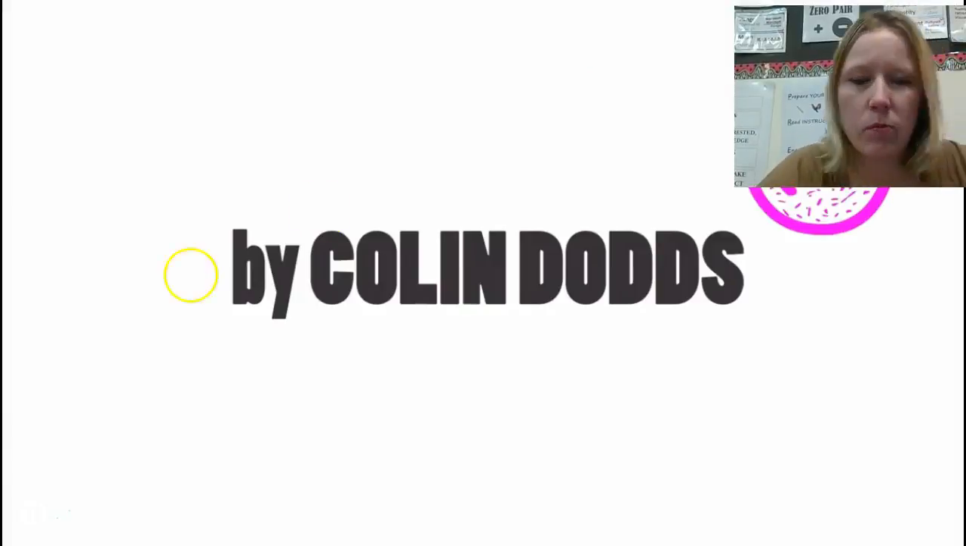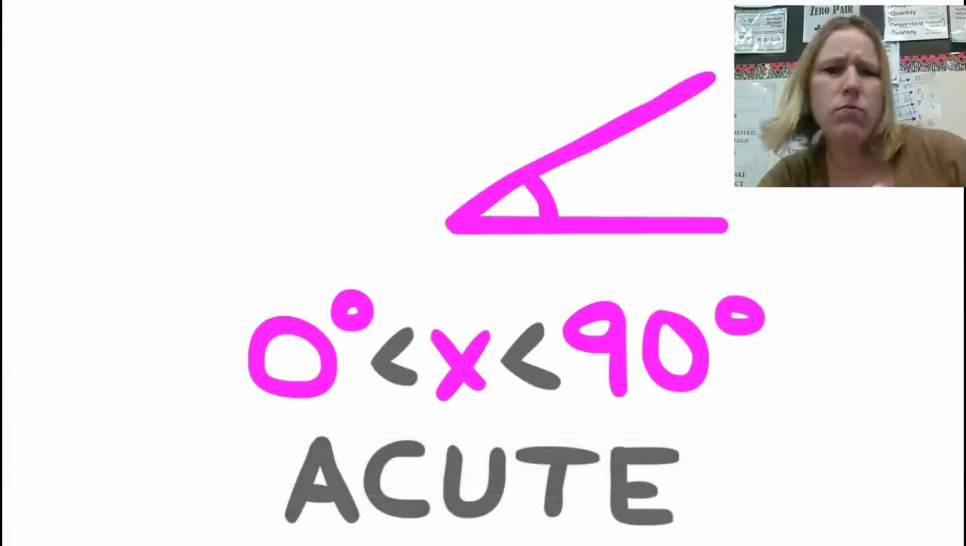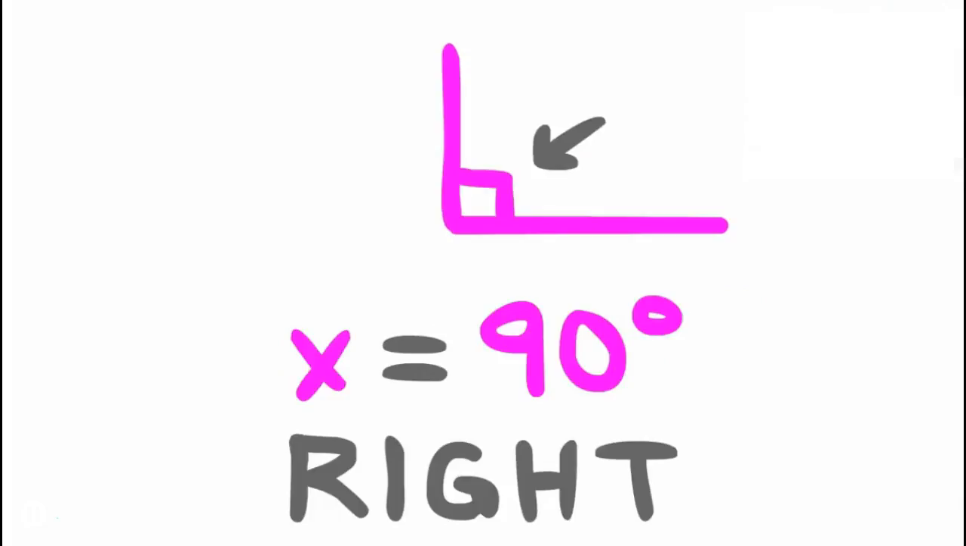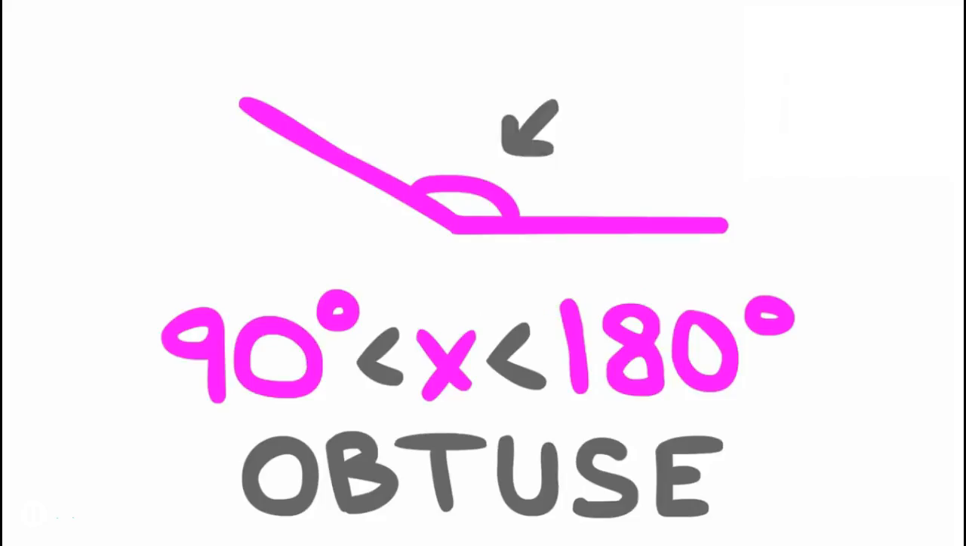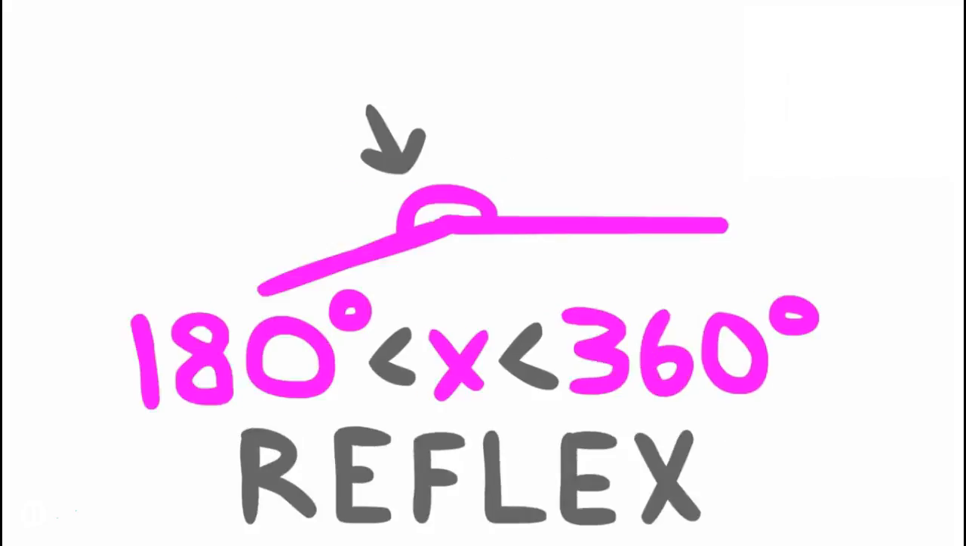Jamming out. Up to acute. Right angle. 90 degrees. Obtuse. Bigger than 90. Smaller than 180. Reflex. Didn't know that existed until this video.